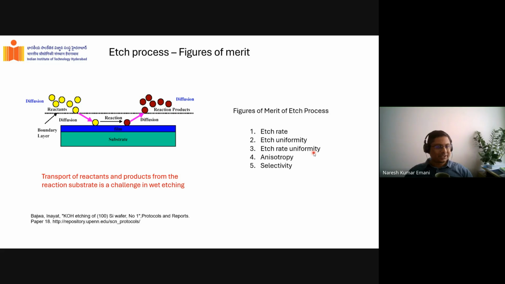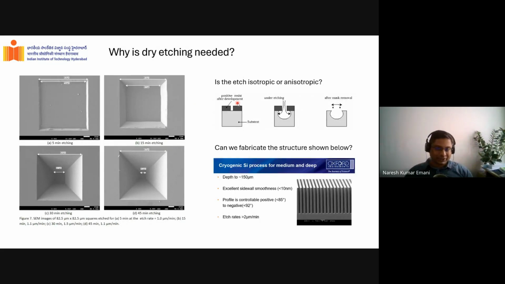And of course, etch rate uniformity, and then etch uniformity. More or less both are similar. I don't know why I've written it twice. Anisotropy and selectivity. Anisotropy, I already discussed. Selectivity is essentially, if you have a mask like this and you have a substrate like this, you want the substrate to get etched and not the mask, correct? If your mask is getting etched, it's not good for you. You want to protect some areas, and only where the area is open, that's where you want the reaction to happen. You don't want the reaction to happen, let's say, somewhere here under the dark gray, right? So for that, you have to have a mask which is sufficient to prevent etching, okay?